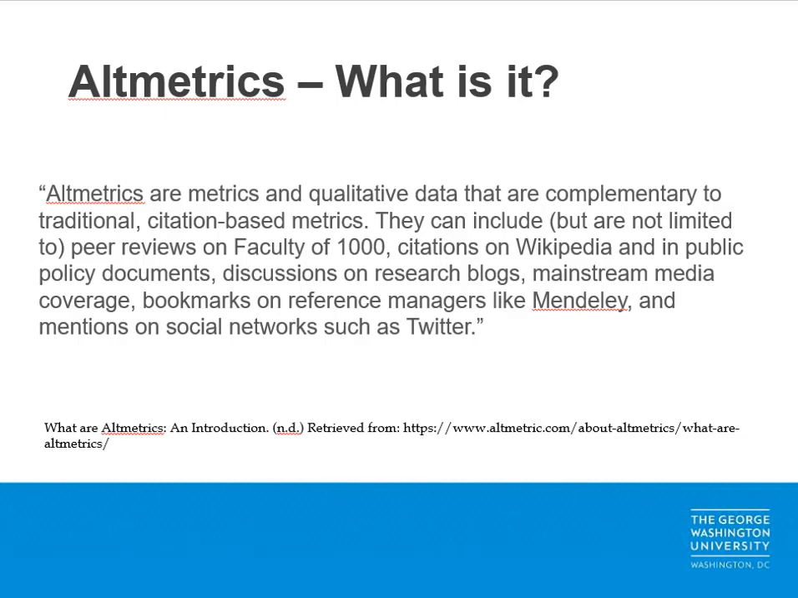Now let's take a look at altmetrics. On this slide, I have a definition from the website altmetric.com. From this definition, you can see a couple of things. One, altmetrics is not thought of as a substitute for traditional bibliometrics, but rather as a complement to using a bibliometric approach. Additionally, this definition lists many of the different data points that are considered when calculating an altmetric score. This includes things like social media, online reference management software like Mendeley, as well as research blogs.